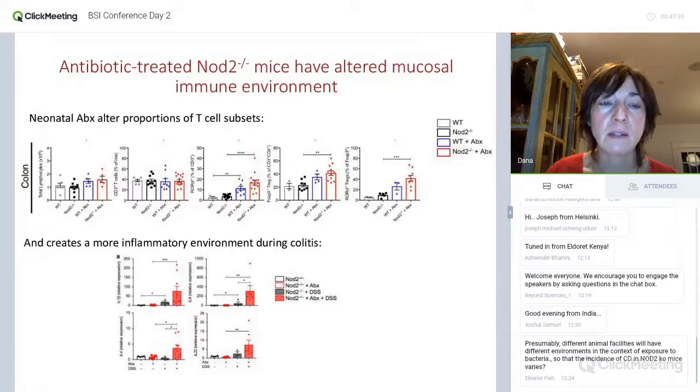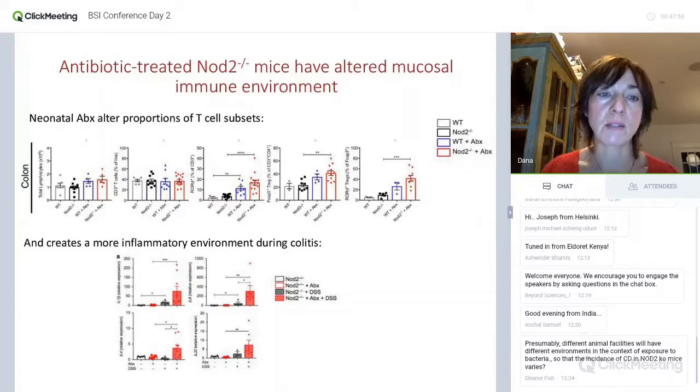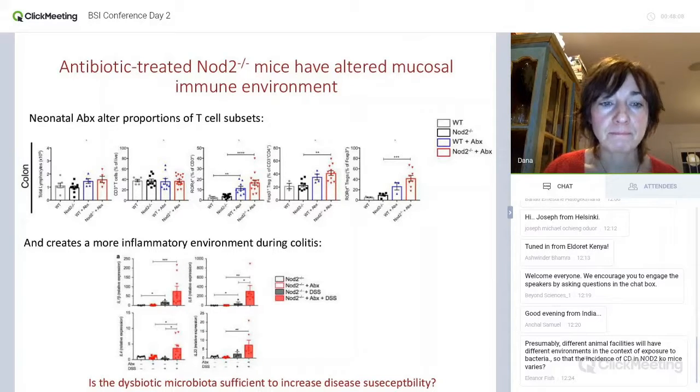And the mice that were on antibiotics, especially the Nod2 knockout mice, when we treated them with DSS, had a greater degree of inflammation within that environment when we looked at different inflammatory cytokines like IL-1 and here IL-33. So the antibiotics seem to create a more inflammatory environment, and we want to see in subsequent studies if this is really driven by these disproportionate T cell subsets within the gut.